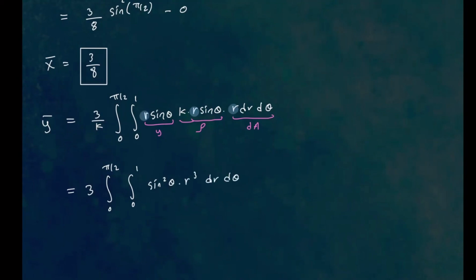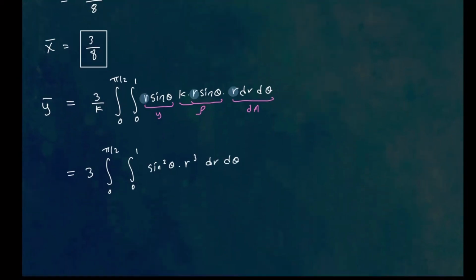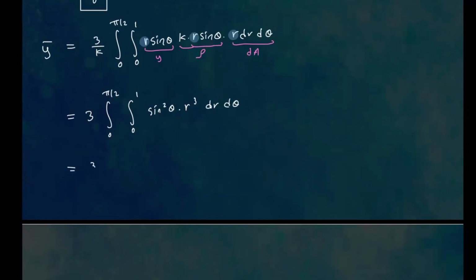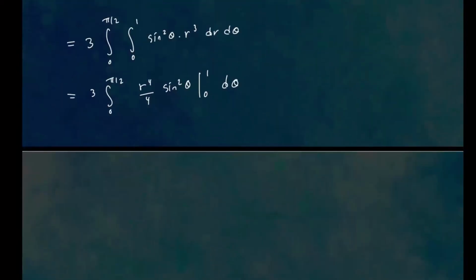Again, I'm not going to use the shortcut. I'll just proceed as it is. Integrate with respect to r first. So we will have 3 outside the integral from 0 to pi over 2. We will have r to the 4th over 4 sine squared theta, evaluated from 0 to 1, d theta. And then I plug in the upper and lower limits of integration. I have 3 over 4 times the integral from 0 to pi over 2 of sine squared theta d theta.